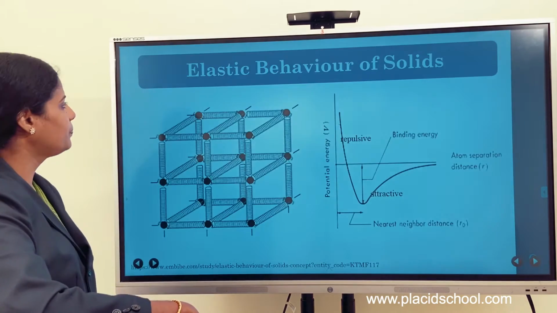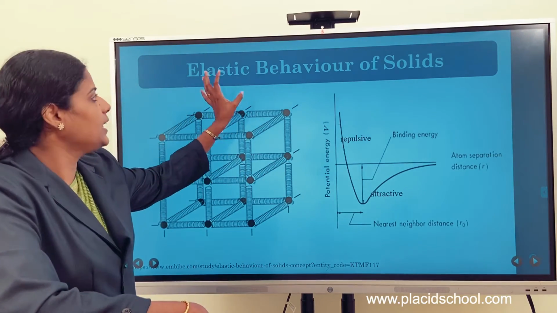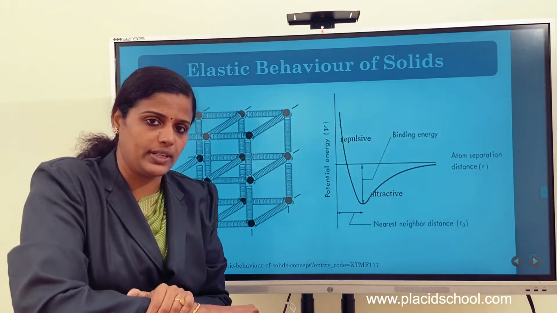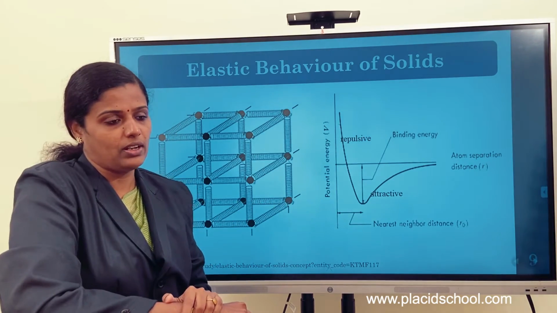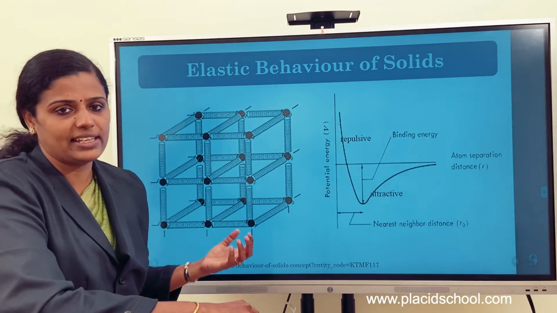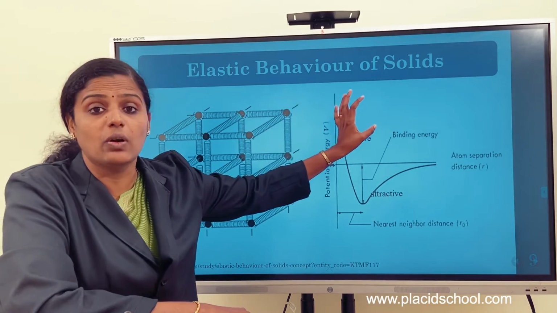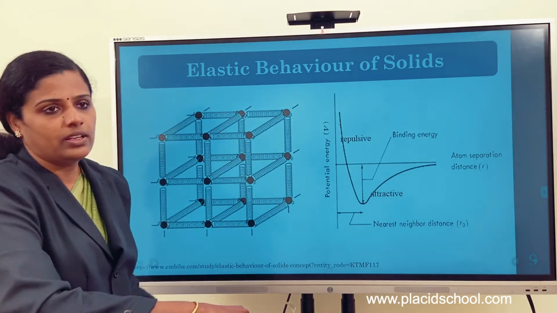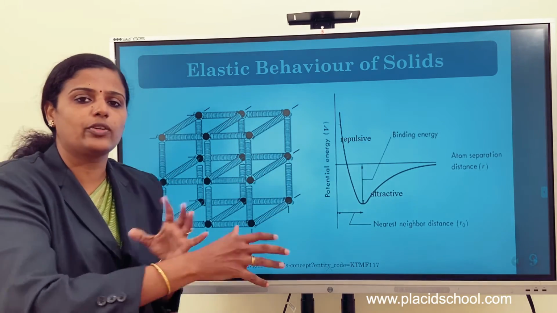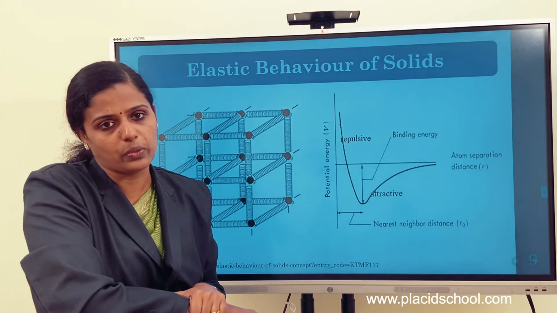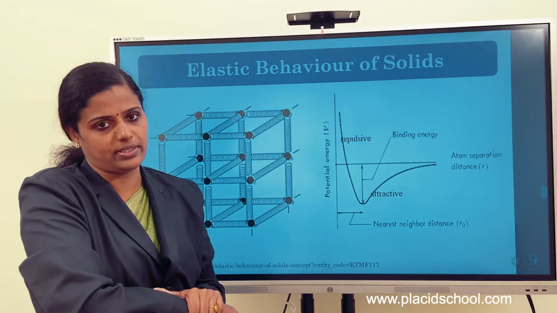Now we are going to see the elastic behavior of solids. Not all solids show elastic behavior, but some solids behave like elastic materials. So now we are going to study the elastic behavior of solids. We know in a solid the atoms or molecules are surrounded by neighboring atoms and molecules, and they are bound together by interatomic or intermolecular forces.